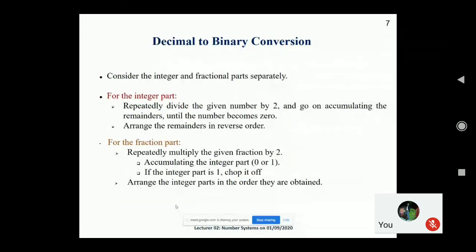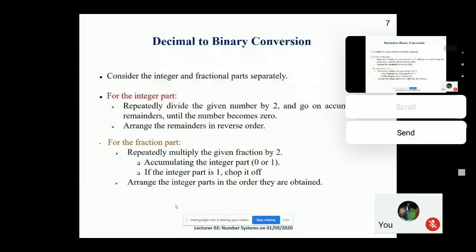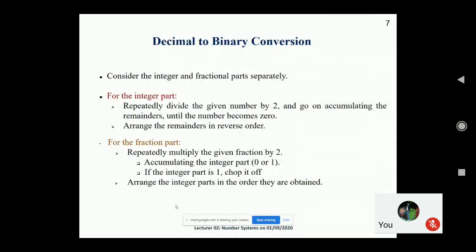Second one is what? Decimal to binary conversion. You know already, in any numbering system there are two particular parts, integer and fractional parts. I am not talking about properties, I am talking about two parts. So when we are talking about two parts, one is integer, one is fractional.